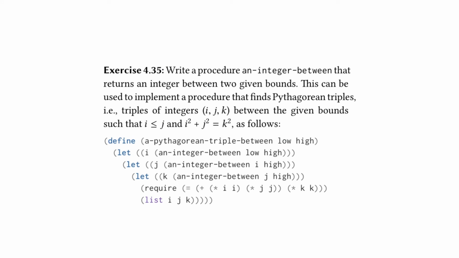which is exercise 4.35. So it states, write a procedure an integer between that returns an integer between two given bounds. And the rest of the question is just giving an example of a procedure, a Pythagorean triple between, which can make use of this an integer between. But we don't need to really use that in order to solve this question. We just need the first sentence. So a possible solution to this is the following.